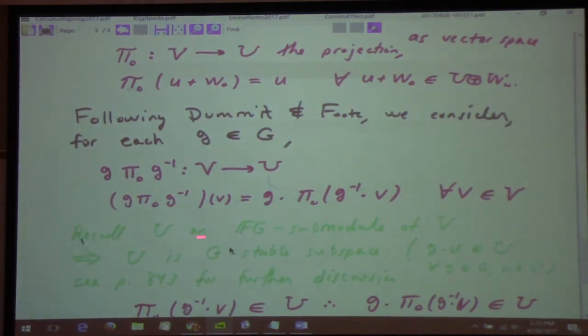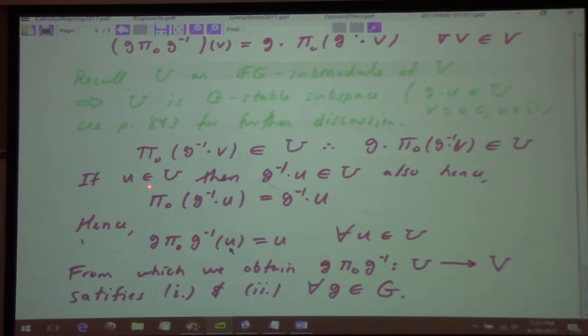Now, again, U is an FG submodule of V, which means U is a G stable subspace. G dot U is in U again. This is discussed in more detail on page 483. So I found a way to make this complicated last time, but it's really not that complicated.